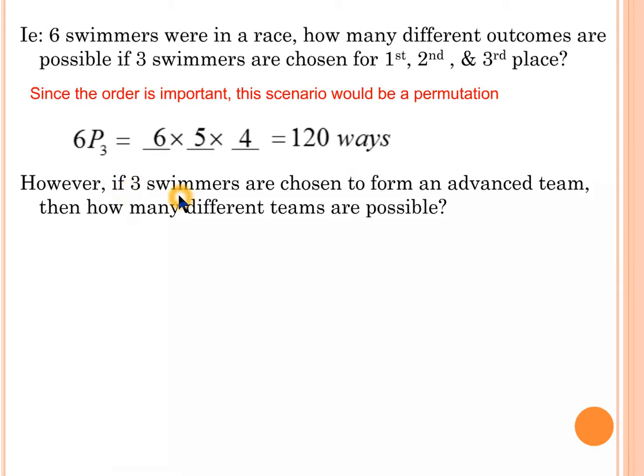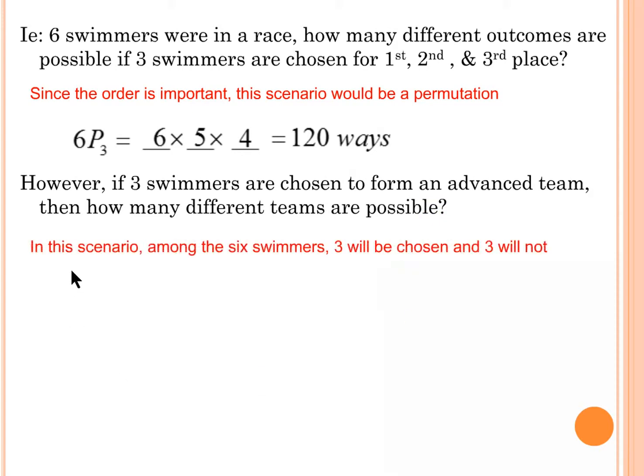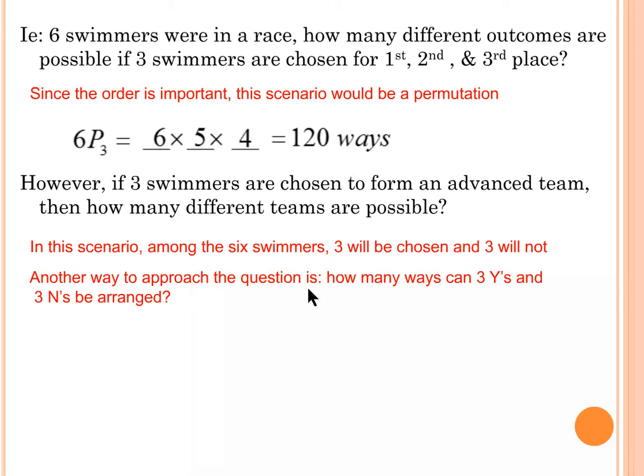However, if 3 swimmers are chosen to form an advanced team, then how many different teams are possible? In this case, among the 6 swimmers, 3 will be chosen and 3 will not. That makes sense. We're just picking 3 swimmers to form an advanced team. So 3 will be picked and 3 will not. Another way to approach the question is, how many ways can 3 Ys, so I guess Y stands for yes, and 3 Nos be arranged?